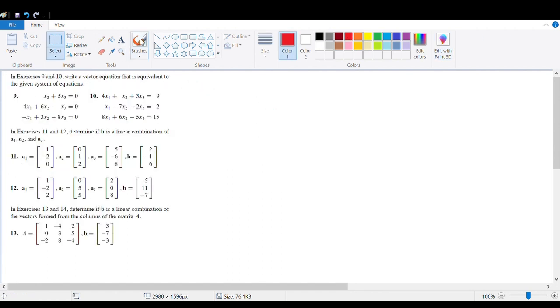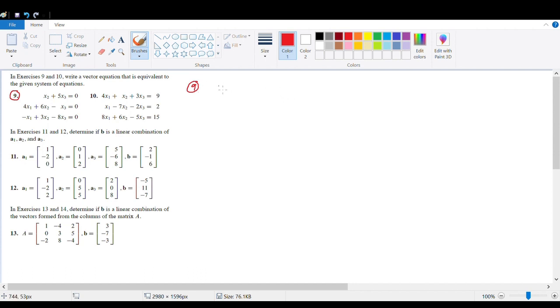In exercise number 9, write a vector equation that is equivalent to the given system of equations. So here we have a system of linear equations. We need to rewrite it as a vector equation. So we know that the vector equation is x1 multiplied by a1 plus x2 multiplied by a2 plus x3 multiplied by a3 is equal to b.